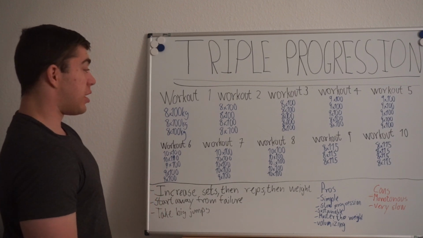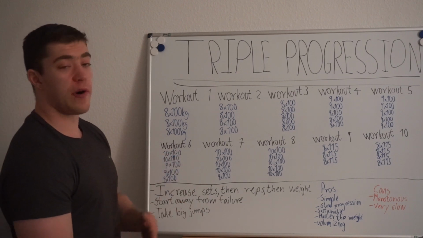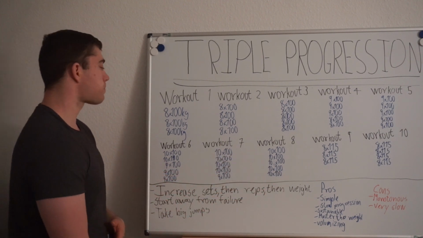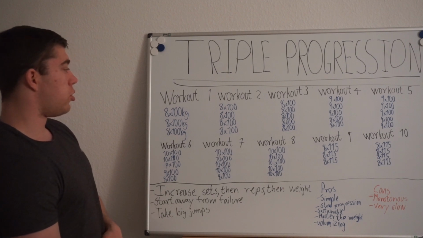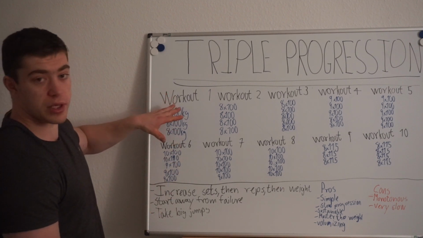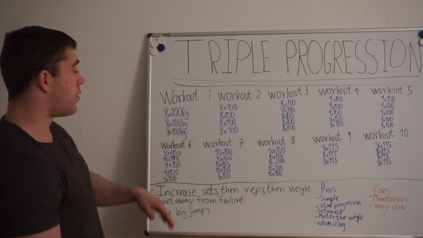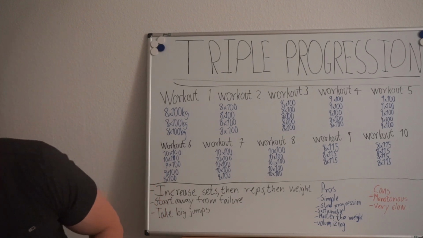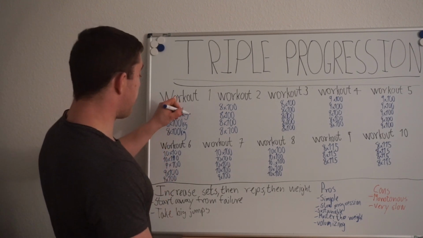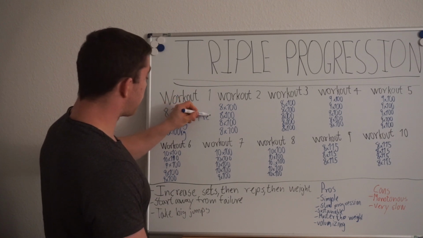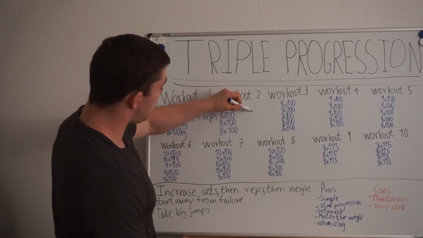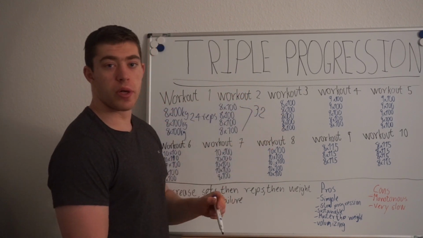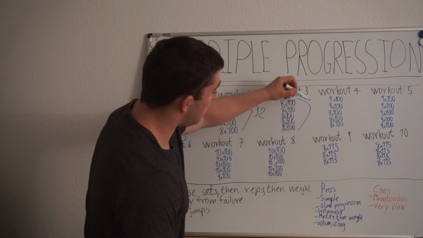So I've written out a 10-week progression here. This might be 5 weeks, it could be 10 weeks as well, if you're only doing it once a week. So for the first session, you start out performing 3 sets of 8 with 100 kg. For the next session, you do 4 sets of 8 with 100 kg. Let me just write in here, this is 24 reps. We have 24 reps here. Then we have 32 here. Then we have 5 sets of 8 with 100 kg, which is going to be 40 reps here.